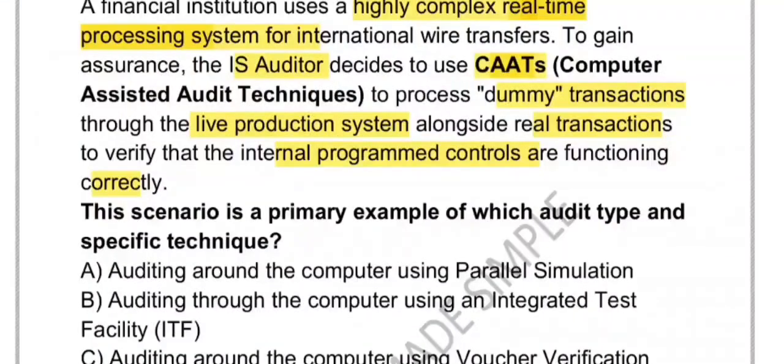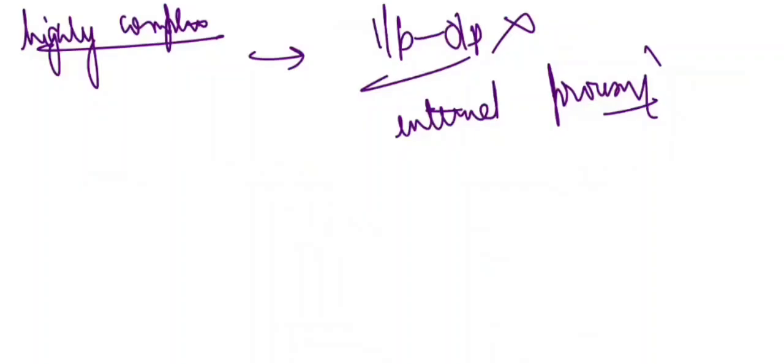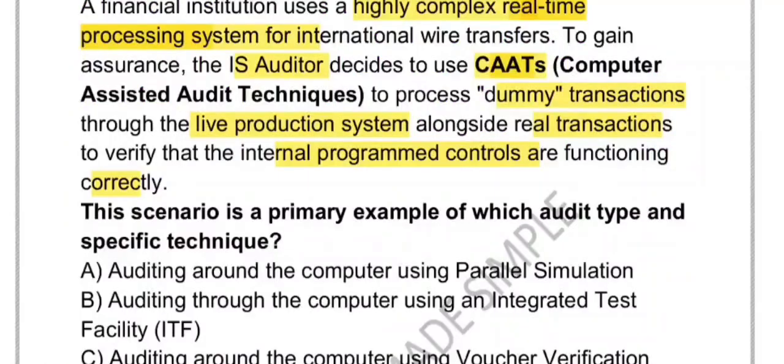Come back to the question. So let's decode the clues that they have provided one by one. First of all, this is a highly complex system. Simple input output checking is not enough. Second thing, they have mentioned CAAT. It means the auditor is using a computer based audit technique, that's called computer assisted audit technique.